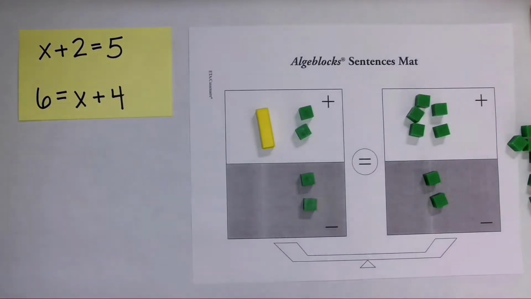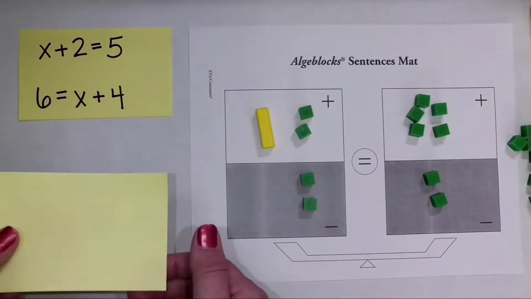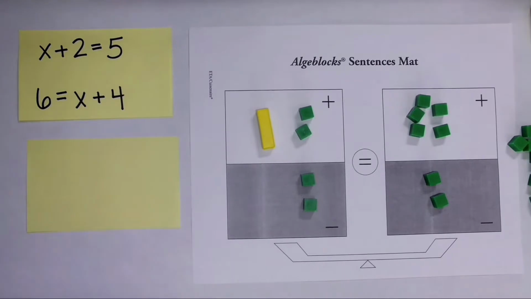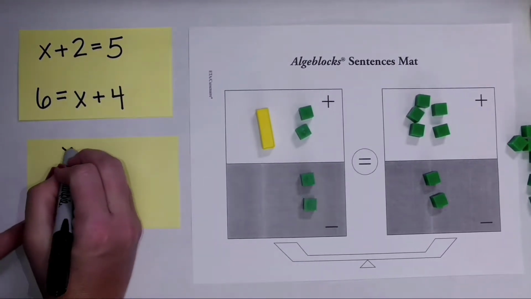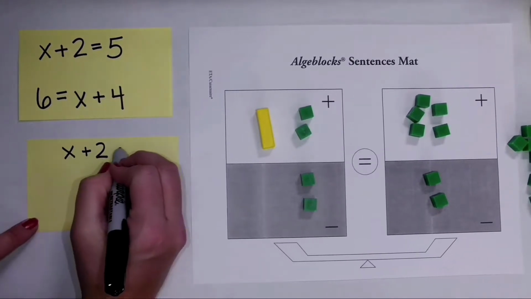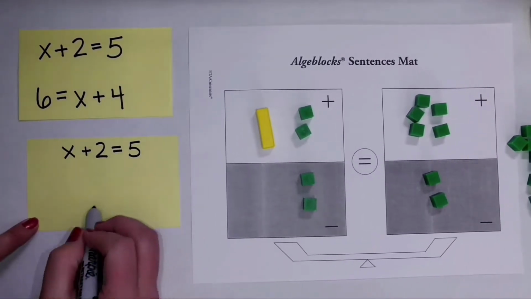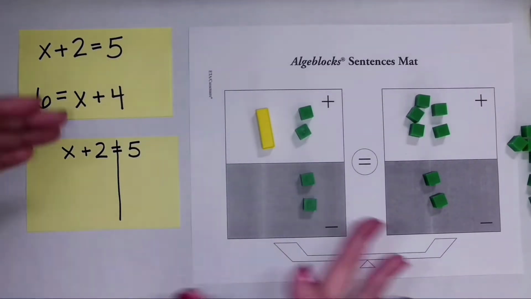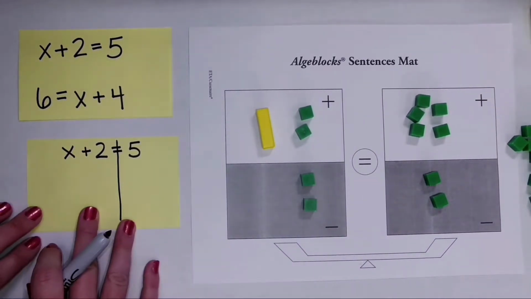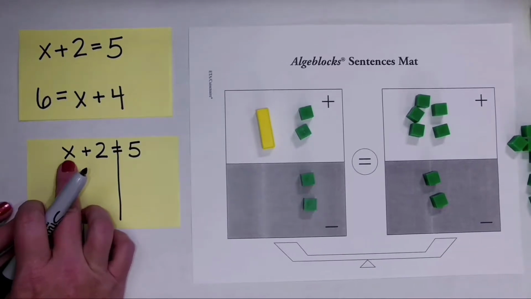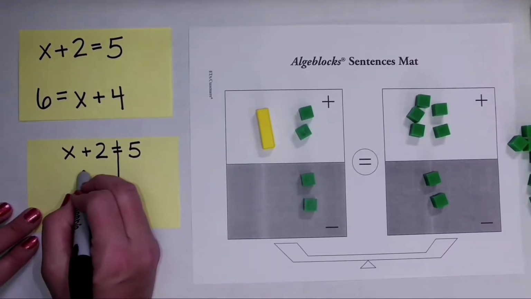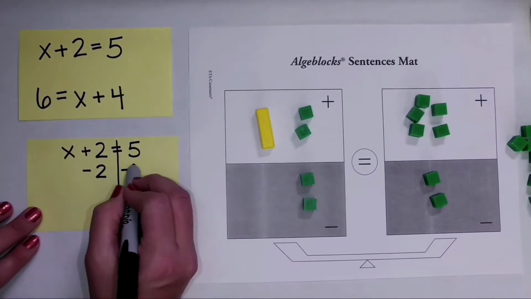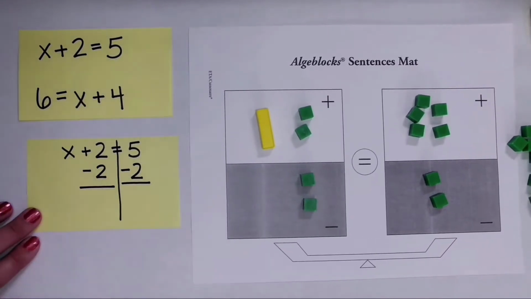Now I want to push pause right here, and I want to get out a piece of paper, and I want to solve this equation as we would often do with students. So I'm going to rewrite my equation right here. X plus 2 equals 5. Now often, a lot of teachers may draw a line down from the equal sign, to show that I need to balance these two sides. And to isolate this variable here, I'm going to subtract 2 from both sides. Okay, that probably looks familiar to a lot of you who teach algebra.